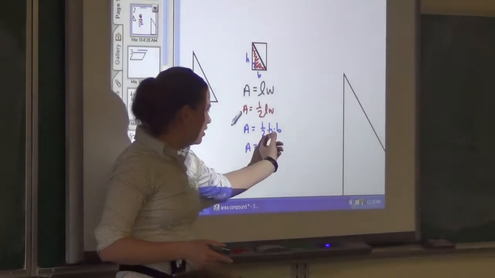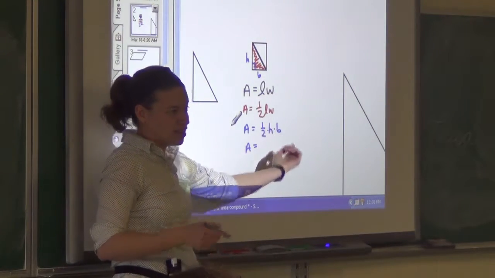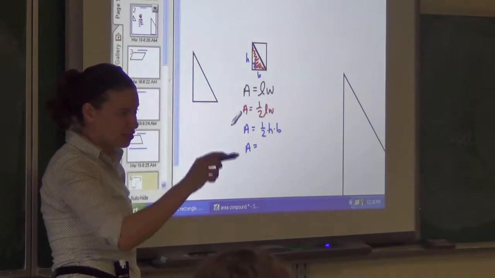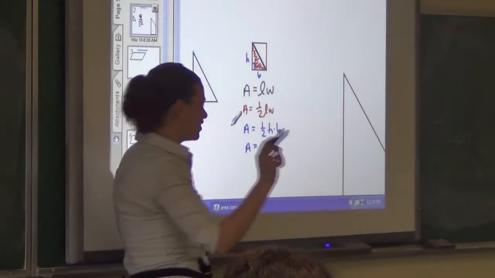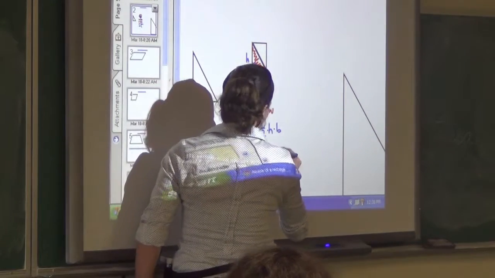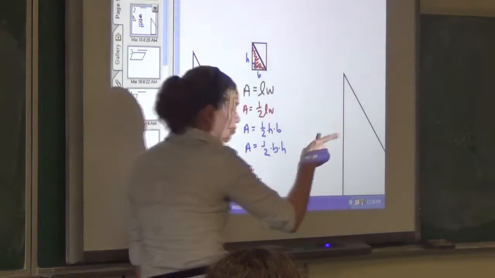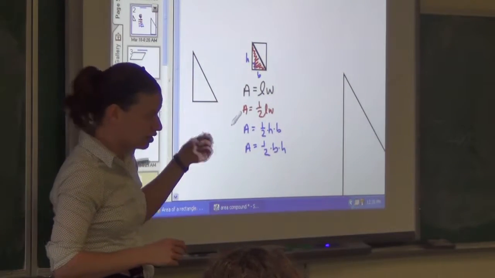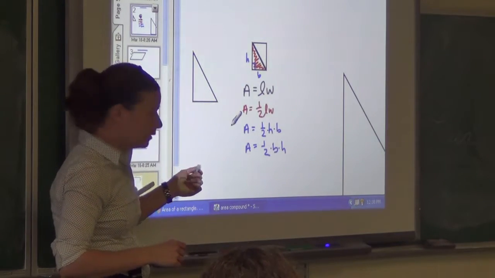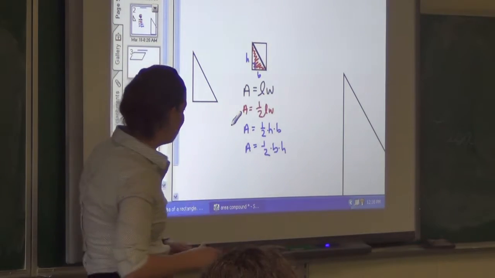How come I can rearrange these two things down here? What is that called? It's called something. Commutative property. Commutative property. So we have 1/2 times base times height, and that's what Zach wrote up on our board for area of a triangle. So what do we write down?